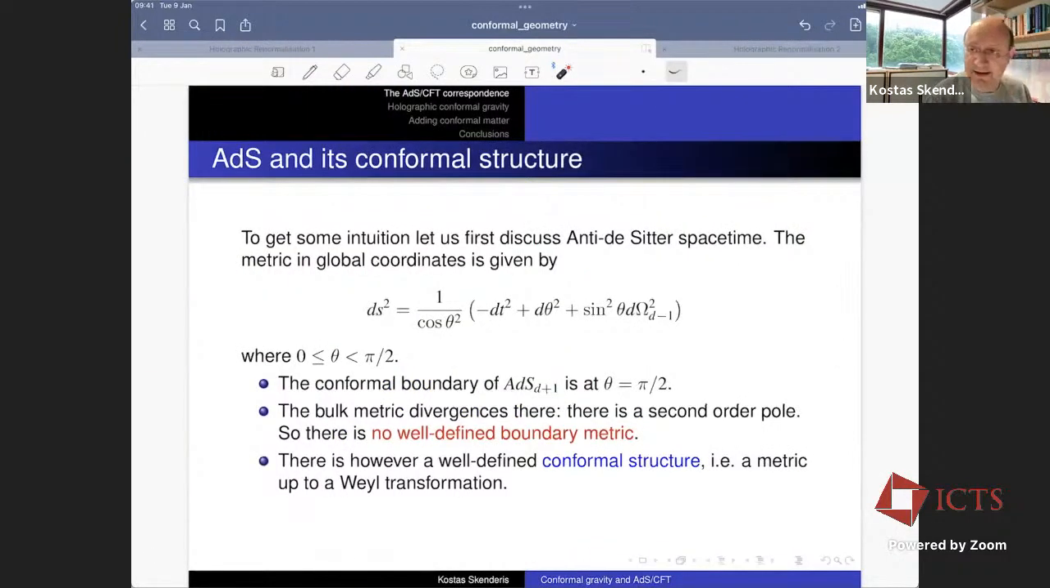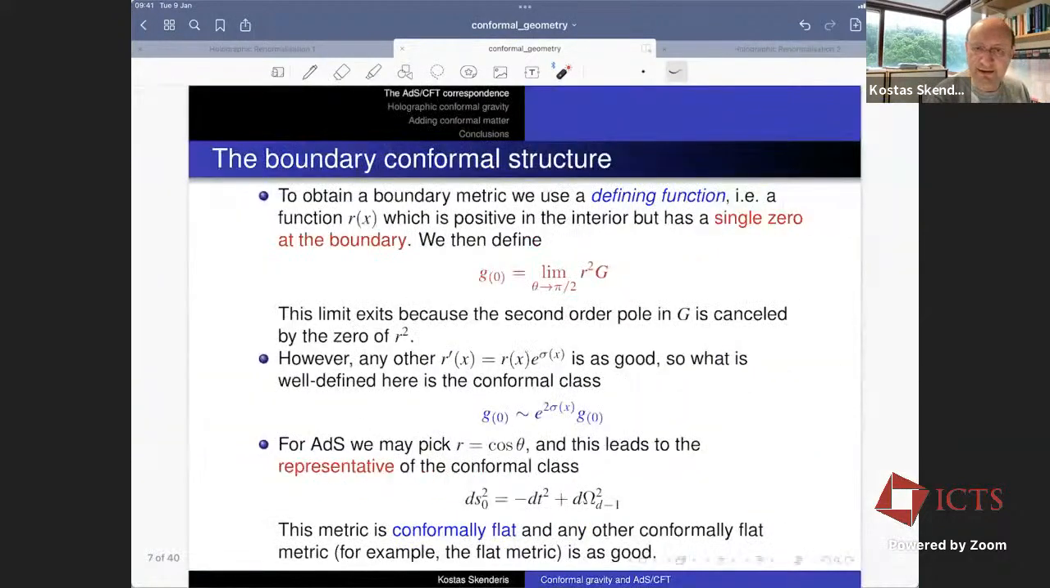So we discussed yesterday the conformal structure of ADS. We saw that if we start with ADS with global coordinates, then the metric has a second order pole at theta equals pi over 2. And because of that reason, it doesn't have a well-defined metric, however, it has a well-defined conformal structure, which is defined by using this construction of starting with a defining function that has a single zero at the boundary, and then taking this limiting process. So this procedure has an ambiguity because you consider different.